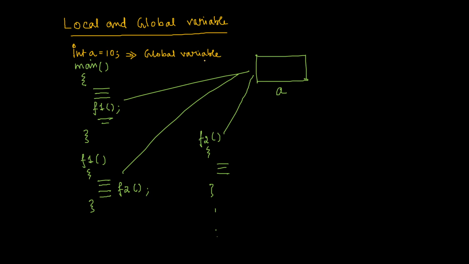Why a global variable? Because if you see, I have a scope for the main function, suppose this is the scope of the main function. This is another scope for the f1 function.